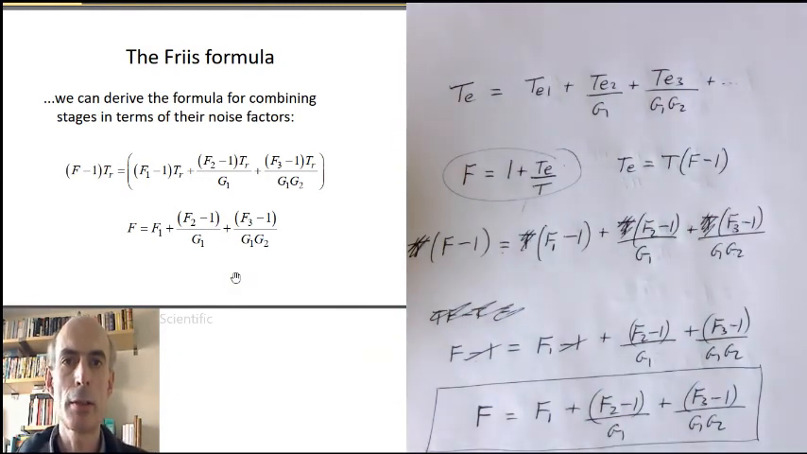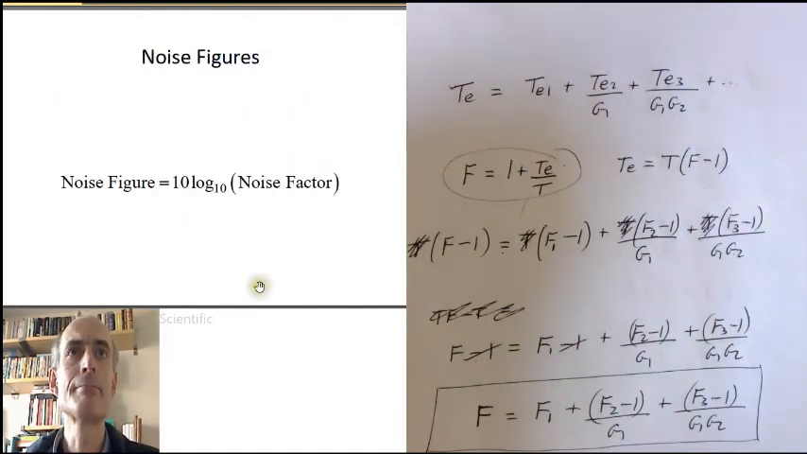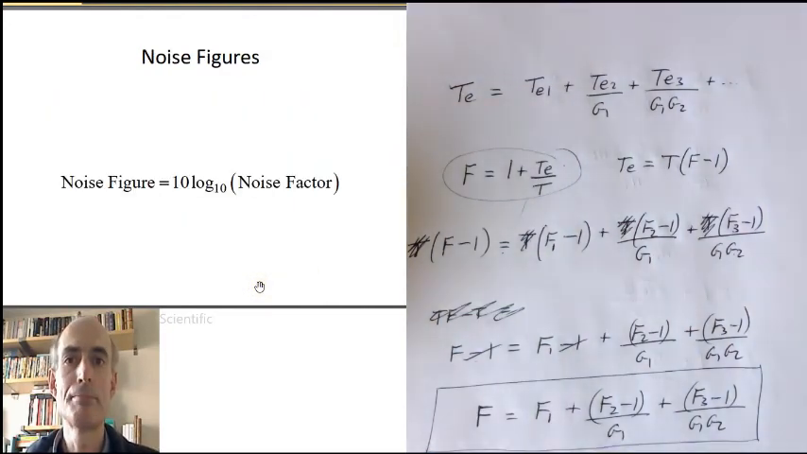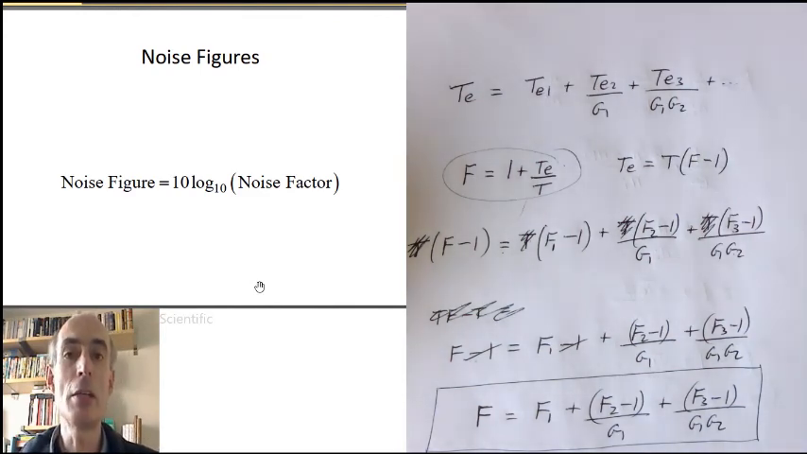The only topic left to mention then is noise figures. And noise figures are very commonly specified in amplifier datasheets. How is the noise figure related to a noise factor? That's it. The noise figure is just the noise factor expressed in dBs. So you take 10 times the log to the base 10 of the noise factor, and that's the noise figure. That's it.